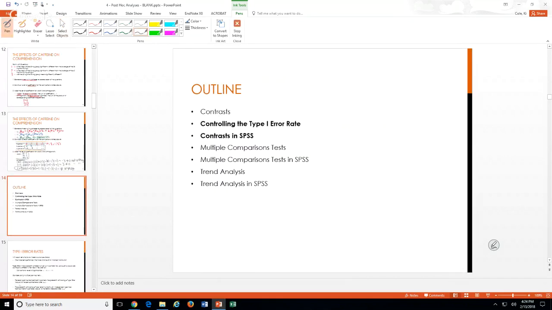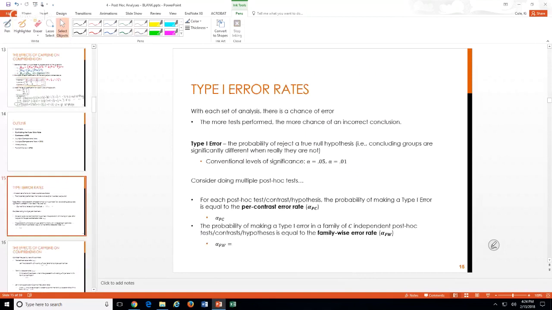So, controlling the type 1 error rate. With each set of analyses that we do, there is a chance of error. So when we first talked about ANOVA, we said, well, why not just start out with a bunch of pairwise comparisons? Why not just start with 0 compared to 30, 0 compared to 60, 0 compared to 90? What was the point of the omnibus F ANOVA test?